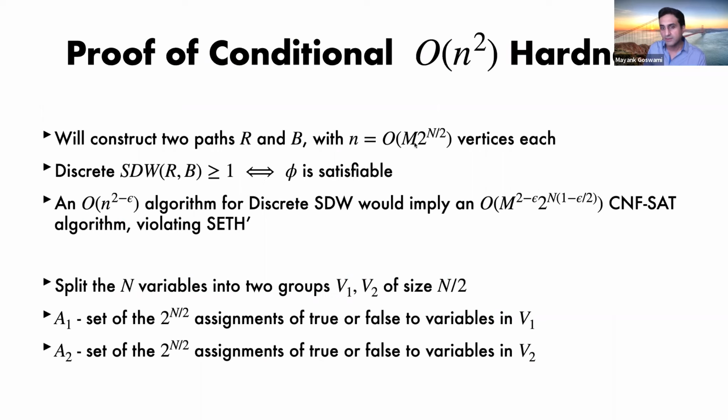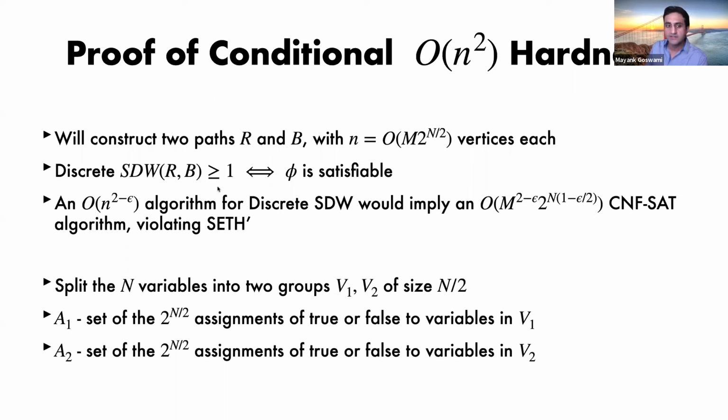Both curves will have these many vertices. So remember, m is the number of clauses and n is the number of variables in your SAT formula. There's an n over 2, so let's just assume n is even, the number of variables is even, otherwise add a dummy variable or something. So each curve will have these many vertices, and the two curves will have the property that if the red and blue agent, so R is for the red curve, B is for the blue curve, if they can maintain a social distancing width of 1, so if they can always stay at least 1 apart, that's if and only if the formula is satisfied.